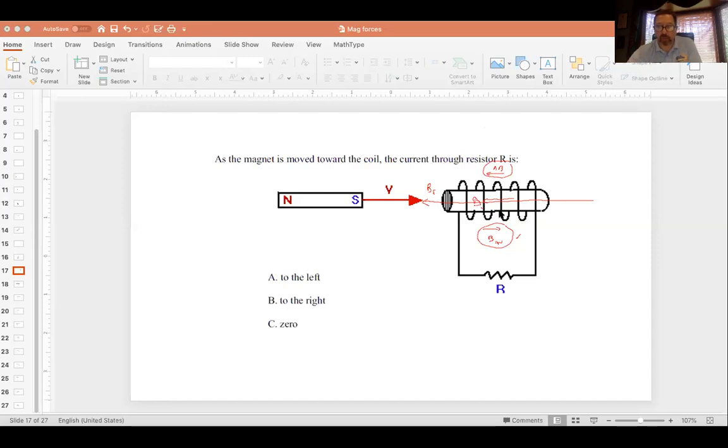I think the answer is, if I need to create a magnetic field to the right to oppose a change that's to the left, and you're using two right-hand rules here, I guess, that must mean that there's a current going that way over each of these loops, going around that way. That will create a magnetic field in that direction. When you get to the last loop here, it goes that way through the resistor. So I think the answer is A, to the left.